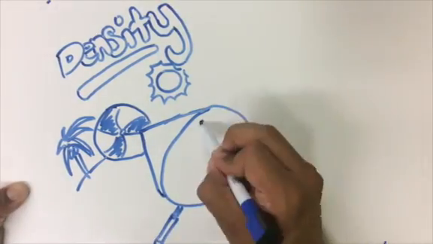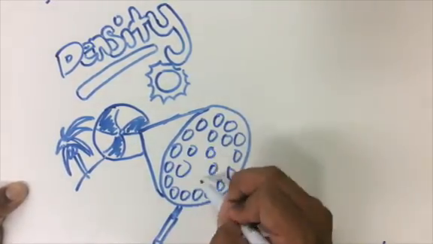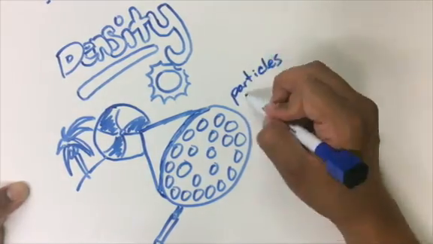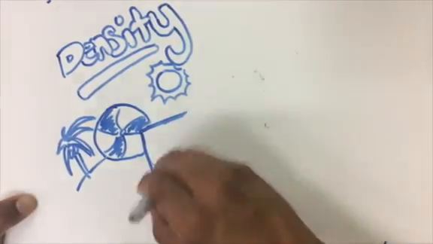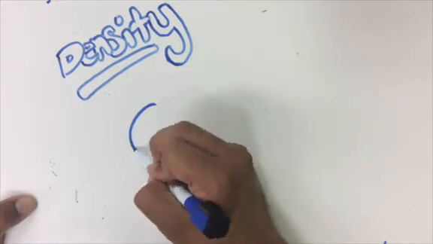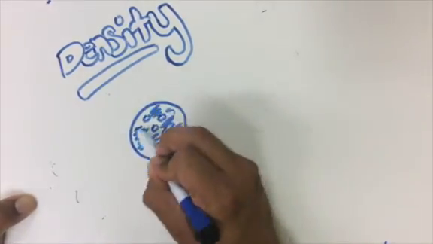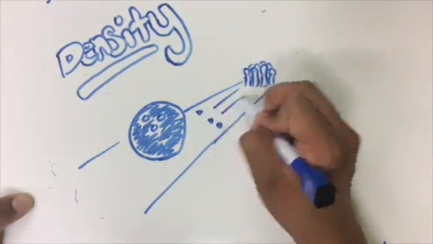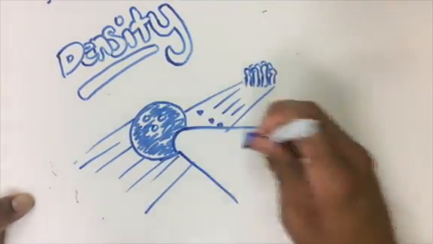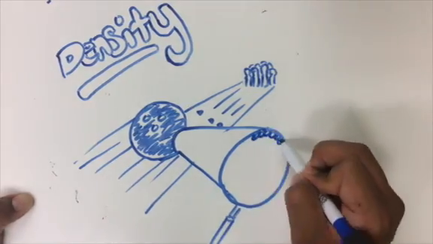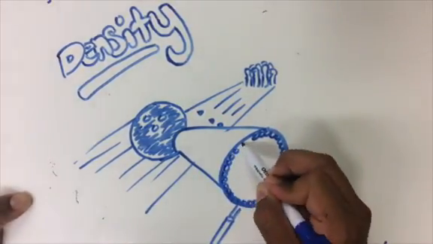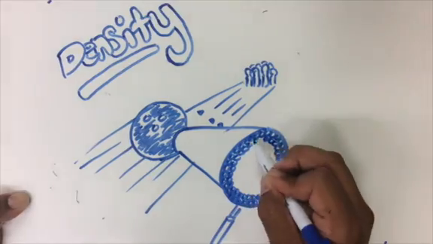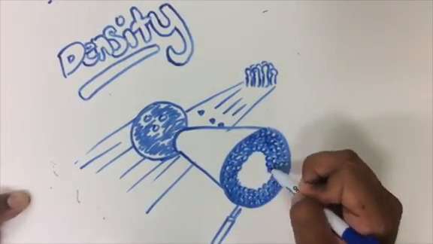Now, taking a look at our example here of a beach ball. Beach ball is pretty large, but when we take a closer look, the particles are very much spread out. When we compare that to the density of, let's say, a bowling ball, which is a similar size and shape, we notice that it is much heavier. And if we look closer, we notice that the particles are much more compact. And that means there's more per area.